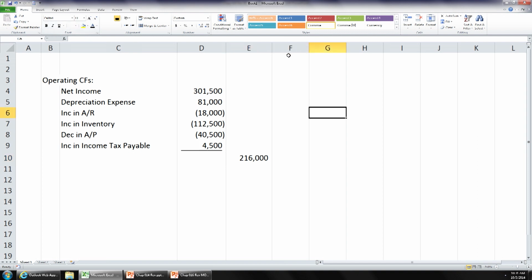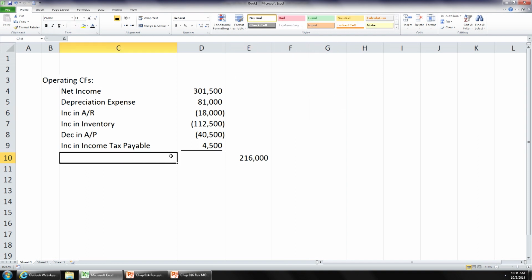216,000. Is that correct? Now, what should we call that number? I don't like to just have numbers. Cash flow from operating activities. All right, cash provided by. Let's go cash flows from, and I'll make this a different font here in a second. Operating activities. Okay, cash flows from operating activities. Is that good? Spell it wrong. Yeah, you're right. Thank you. Operating activities. Is that better? Okay. Cash flows from operating activities.